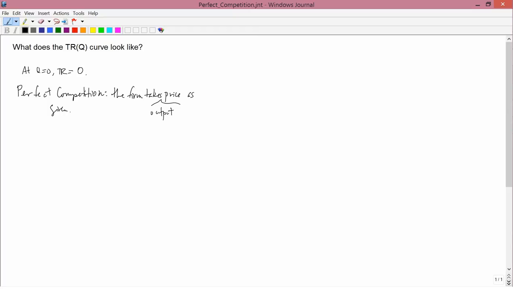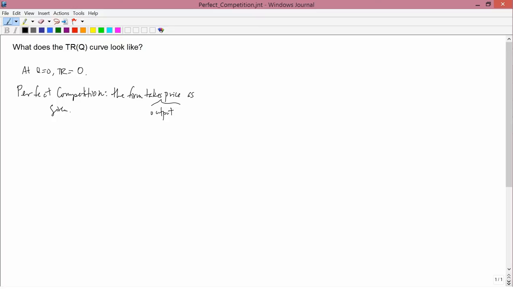The firm also has input markets, the market for water and the market for fertilizer. And we are here not talking about whether the firm is competitive in the input markets. That is, whether it takes the price of water and the price of fertilizer as given. We talked about that in the cost chapter. Here we're talking about the output market. So perfect competition says the firm takes the output price as given.